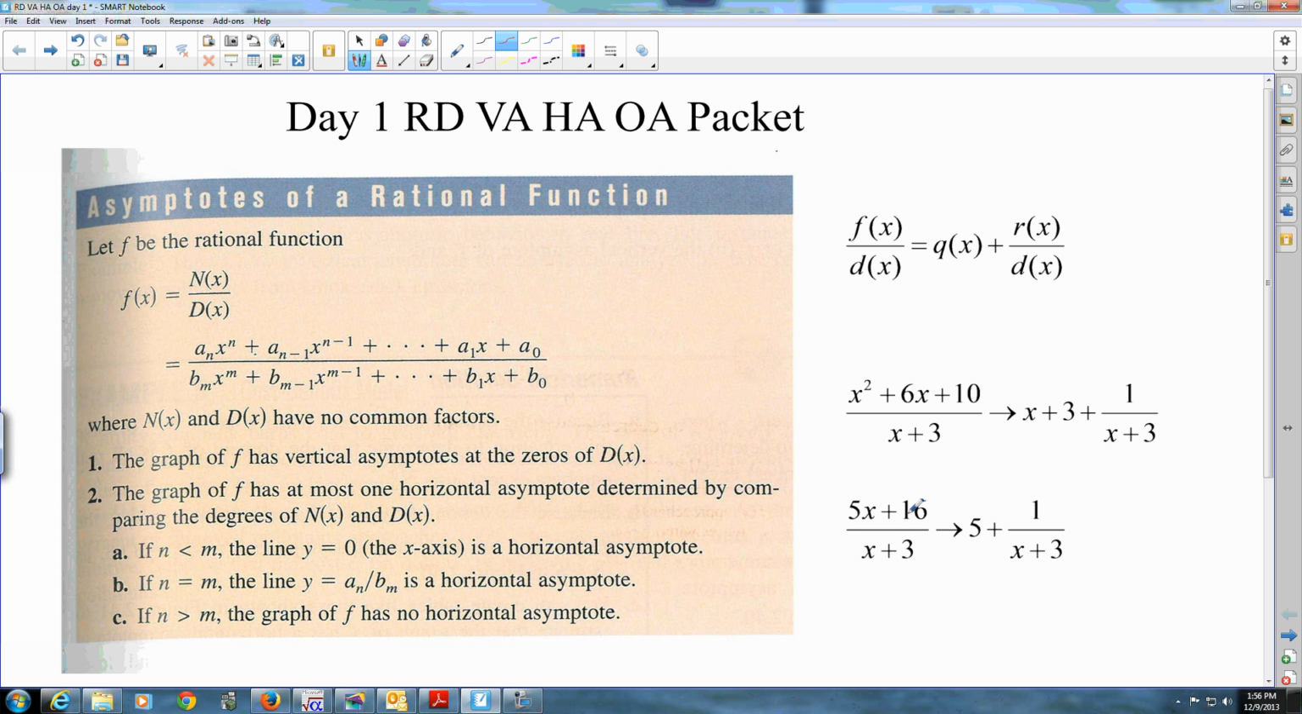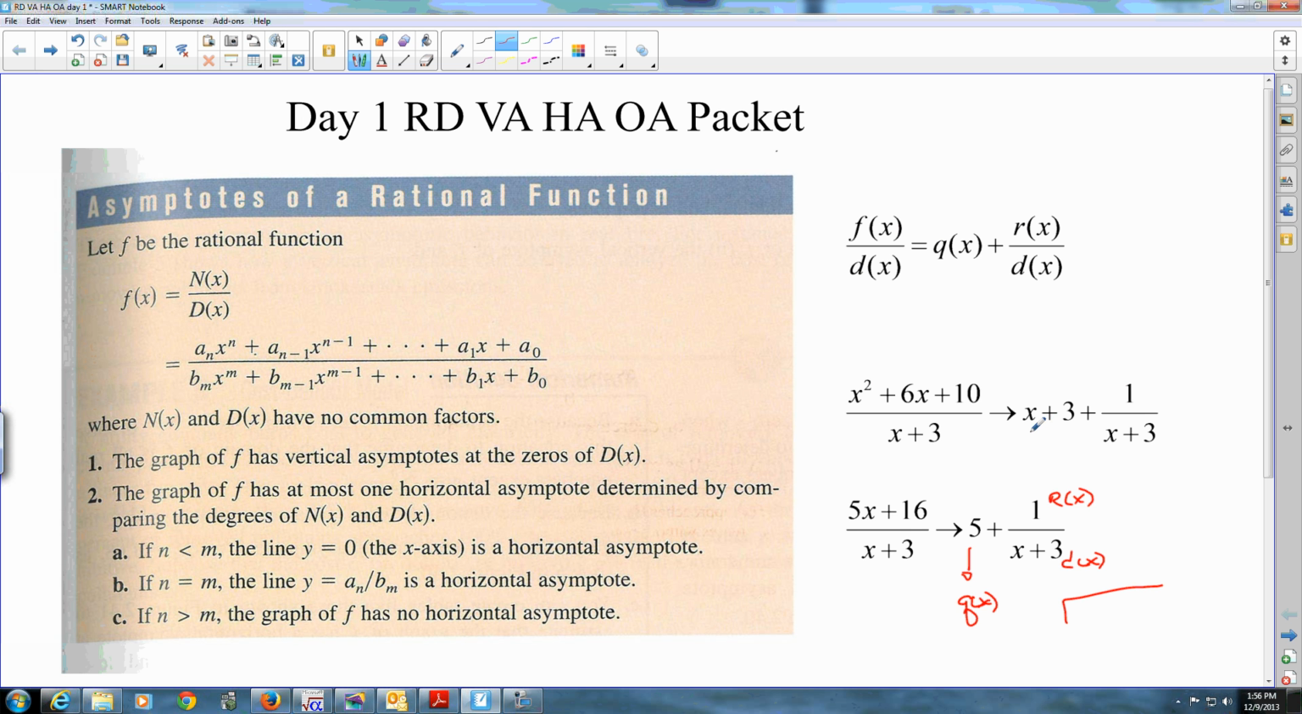If you divide this one into that, you're going to get 5 plus and so on. This is your Q of X. It is your quotient. If you were to do the division symbol, it's what would be up here. And the 1 is the remainder, so it's your R of X. And this down here is your D of X, your divisor.